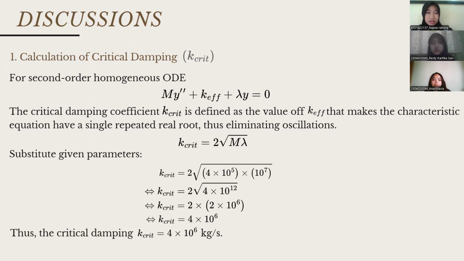K critical is equal to 2 square root of m lambda. Then we substitute the given parameters: K critical is equal to 2 square root of 4 times 10 to the power 5 times 10 to the power 7. We calculate again: K critical is equal to 2 square root of 4 times 10 to the power of 12. And we have K critical equal to 4 times 10 to the power of 6 kilogram per second. Next, please.